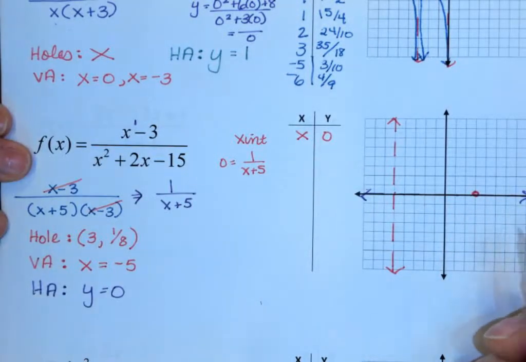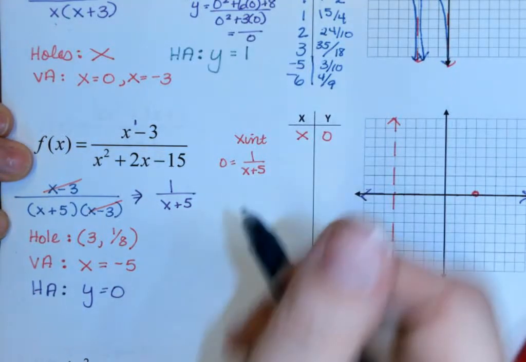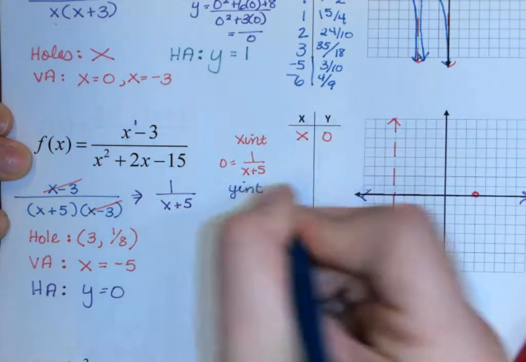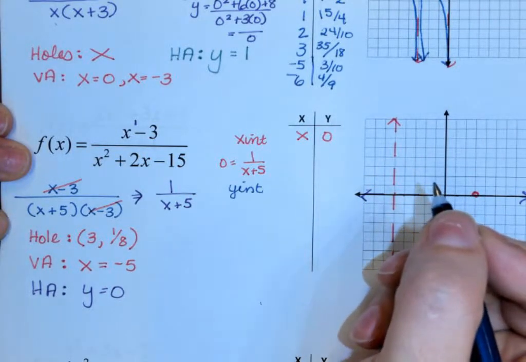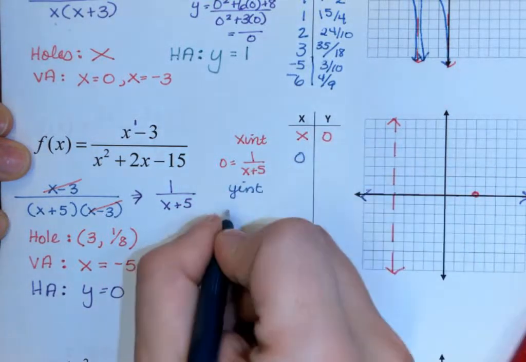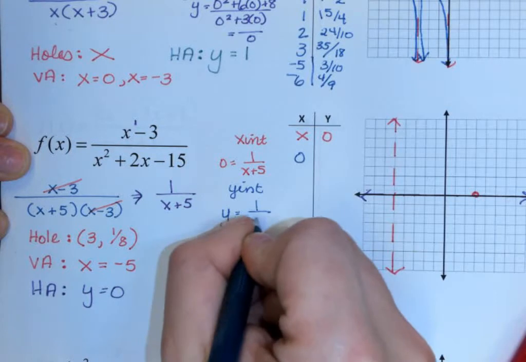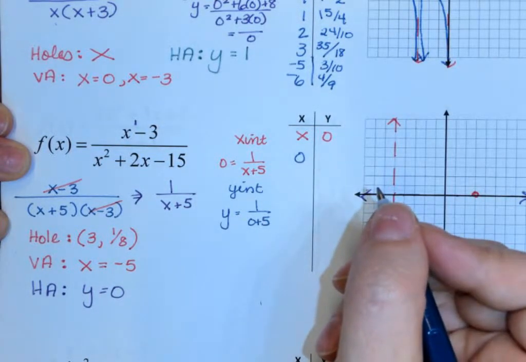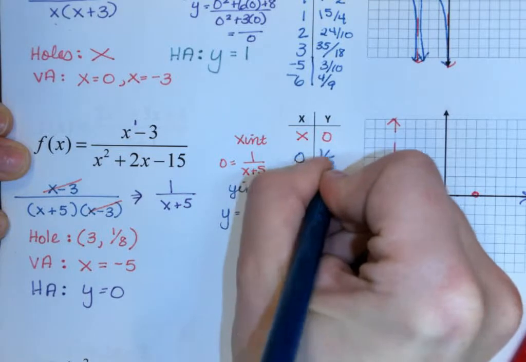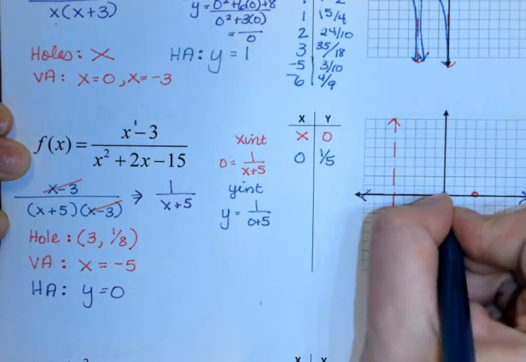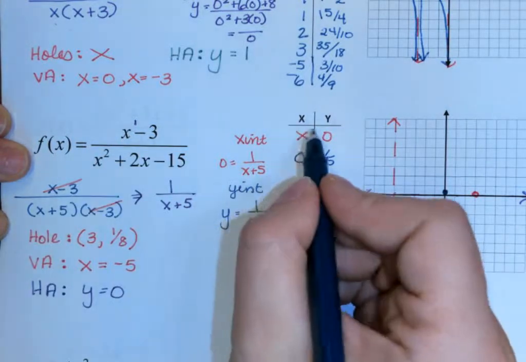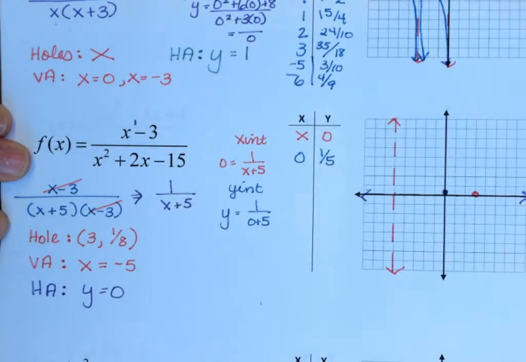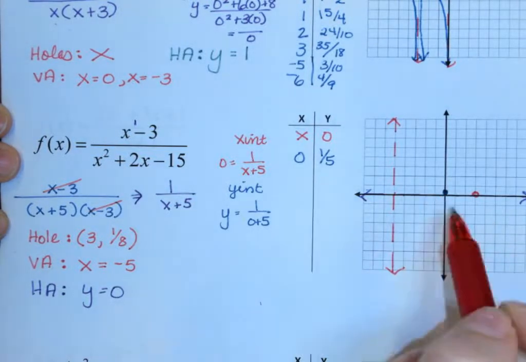Okay? And then I want to find my, let's do y-intercept next. How do I find a y-intercept? Plug a 0 in for x. So I'm going to have y equals 1 over 0 plus 5. So what's my y-intercept? 1/5. So when x is 0, y is 1/5. So it's just about right there. So I have no x-intercept. I found my y-intercept. Now all I need is a couple of points on either side of this.